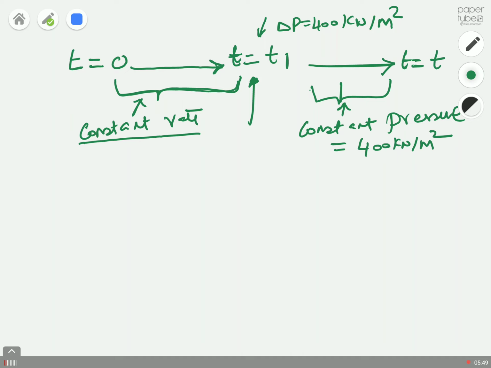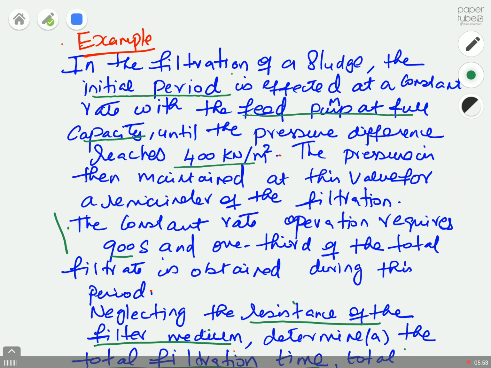So these are something that you need to remember. And then if we go back to the problem, we also have a few more numbers. The constant rate operation requires 900 seconds, and at the end of the constant rate filtration, we also have 1/3 of the total filtrate volume. So that's the volume at the end of your constant rate operation.